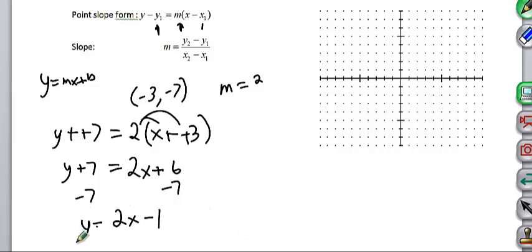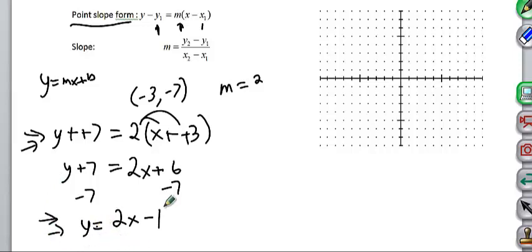That's my equation in slope-intercept form. Again, both of these lines are the equations of lines. One is in point-slope form, and the other one is in slope-intercept form. So if someone asks you for the equation in point-slope form, you do this and you stop. If you want to know y equals mx plus b, or slope-intercept, we do this.